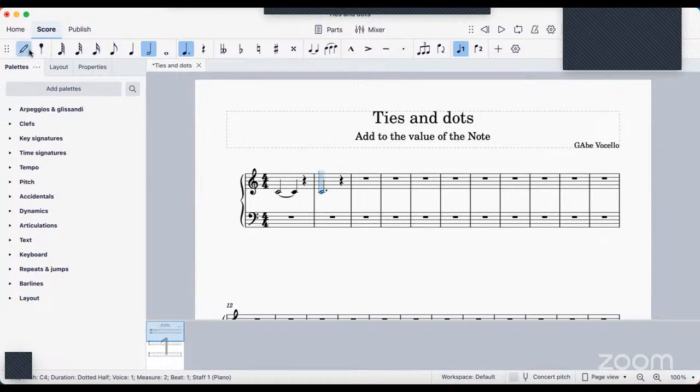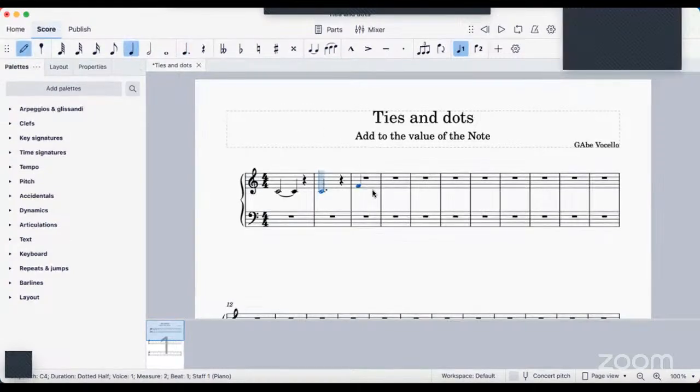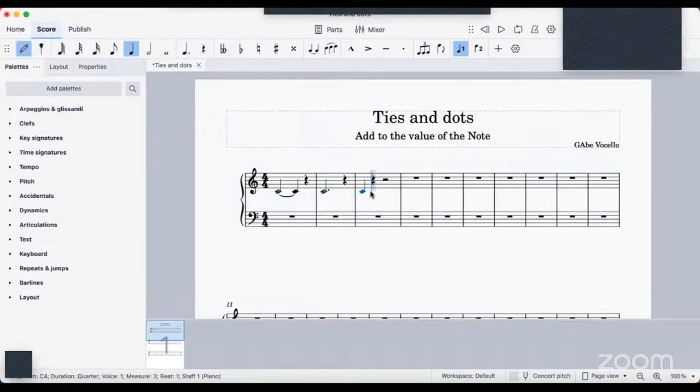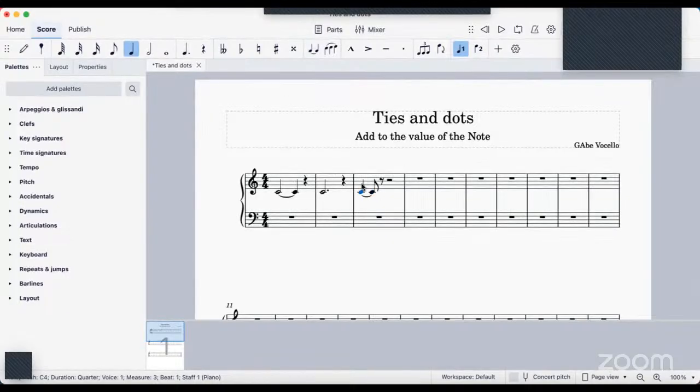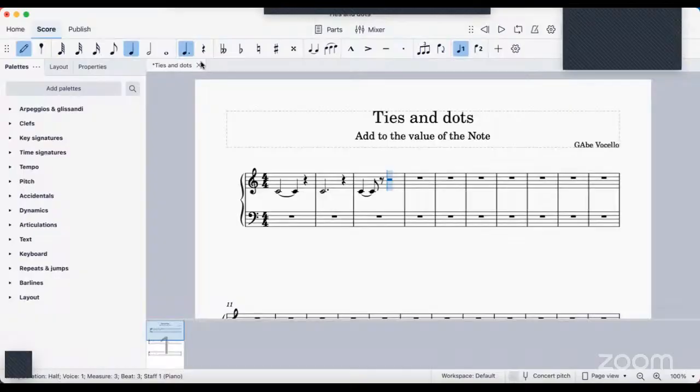Let's see another example here. A quarter note tied with an eighth note, separated by the tie, you add the values. So the value is one quarter note plus one eighth note, which is a dotted quarter note.